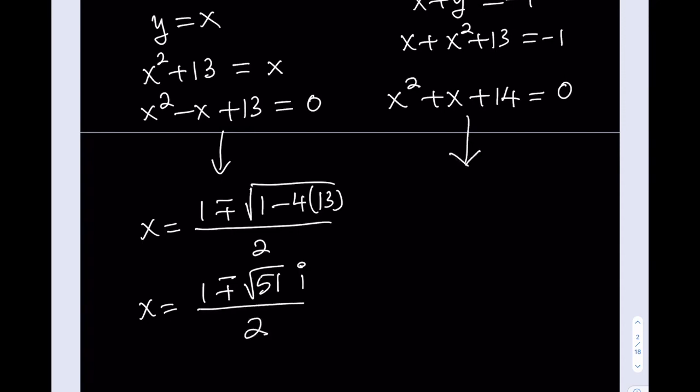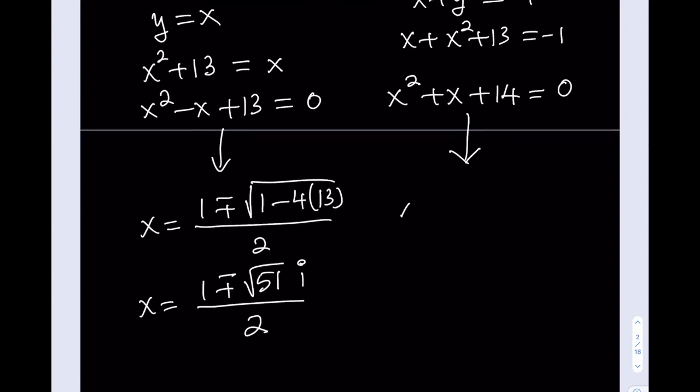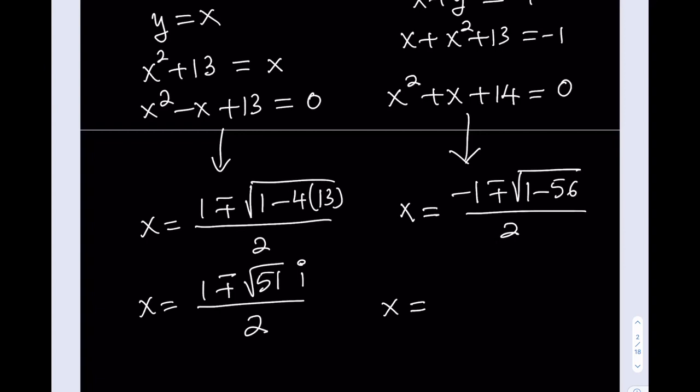And the other two are going to come from here. If you want, you can call them x1 and x2. You know, I just don't want to bother. -b plus minus the square root of b squared minus 4ac, which is going to give me 56. All right, divide by 2. And from here, as you know, 1 minus 56 is -55. And -55, actually, it doesn't really contain any perfect squares. So we're going to have to write it as square root of 55 with the i, and that's going to give us the other two solutions.